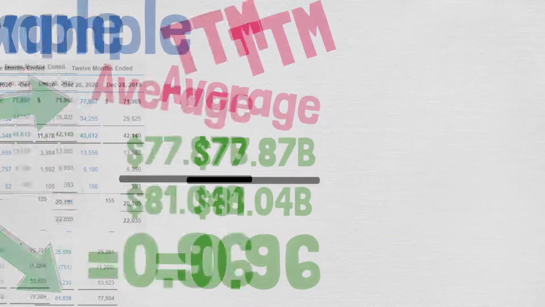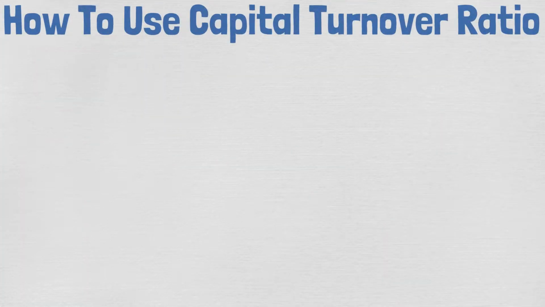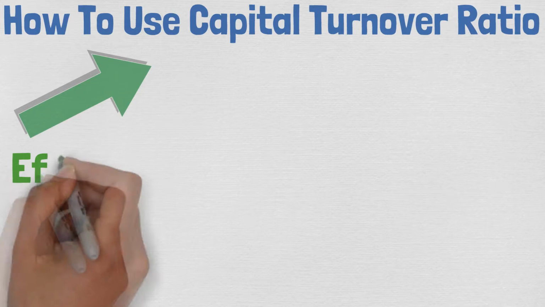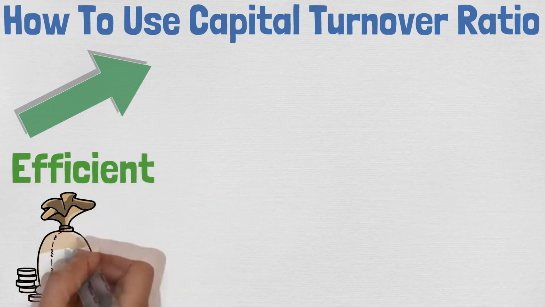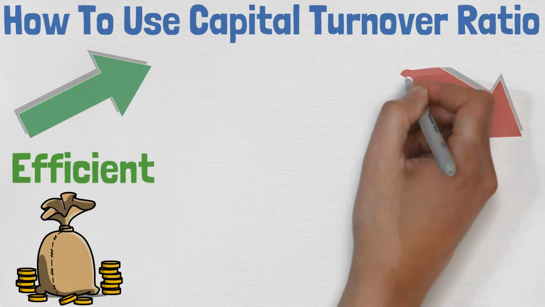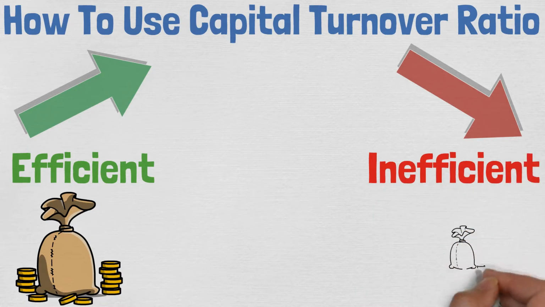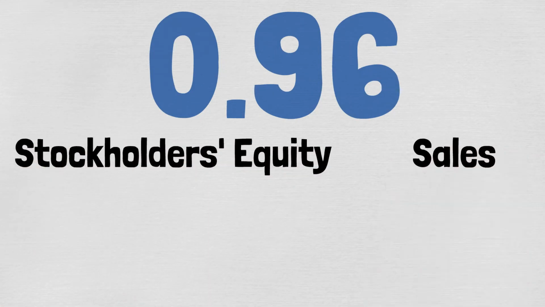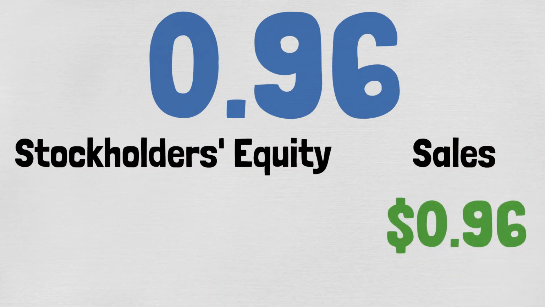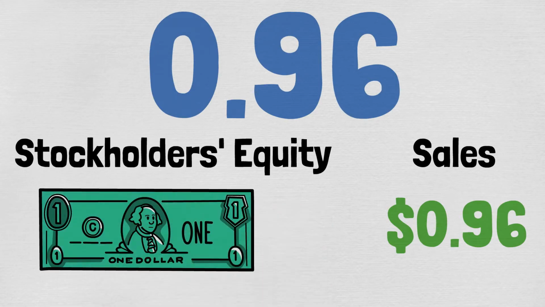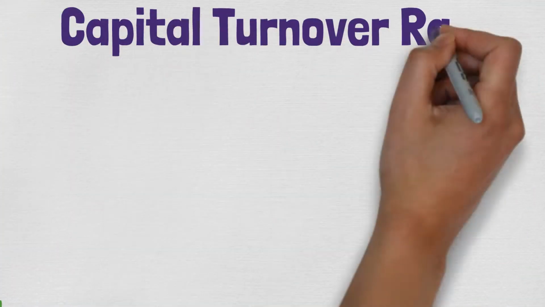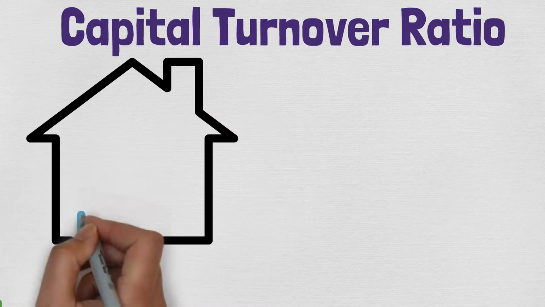So what does this tell us? The higher the ratio is, the more efficiently the company is using the invested capital to generate sales. And the lower the ratio is, the more inefficiently the company is managing its capital investments to generate sales. Intel's capital turnover ratio of 0.96 means that the company is making 96 cents of sales for every $1 of stockholders' equity. You can of course use the ratio to compare different companies in a similar industry.